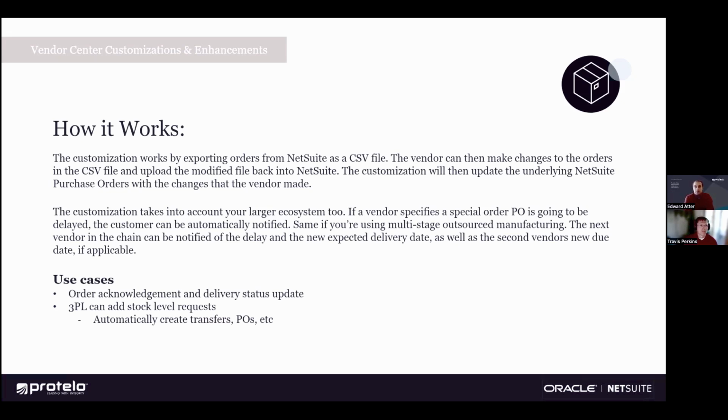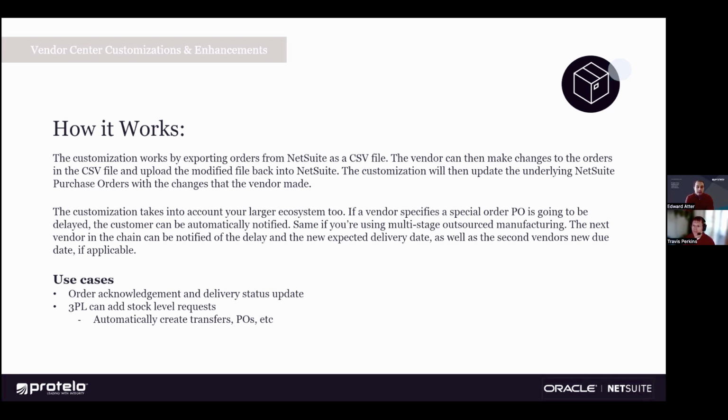So how this can work. An example, they have a custom page accessible via the vendor center. They have an export button that will download it as either a CSV or an Excel file. They can then make any changes to that file. So say expected due date or status or even quantity, right? Maybe they don't have 10, maybe they can only commit to 5. So they can update the quantity to 5.